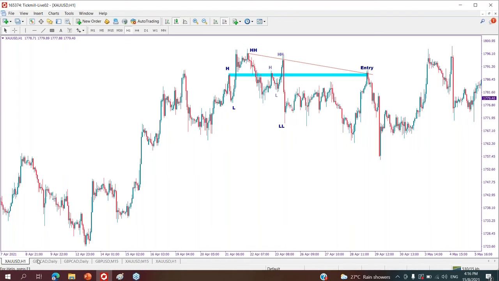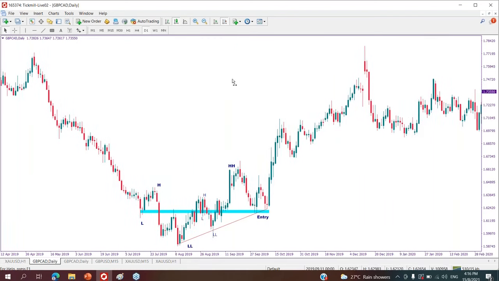Okay, and next example, we have a QM reversal. We have low, high, lower low, and higher high. And at the same time, we saw QMC. They are in the same location, remember. We have low, high, lower low, higher high, and confluence. So we have a QM reversal and we have QMC. They are in the same location. So this is our entry.